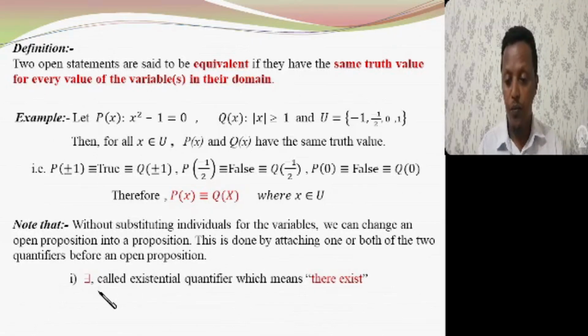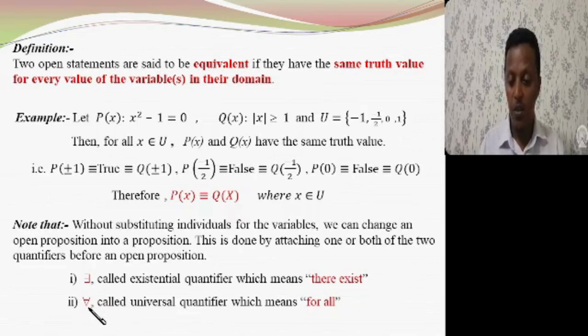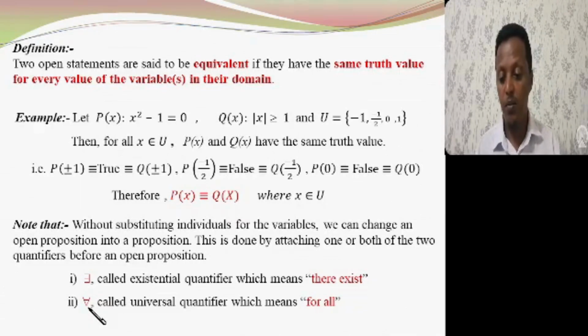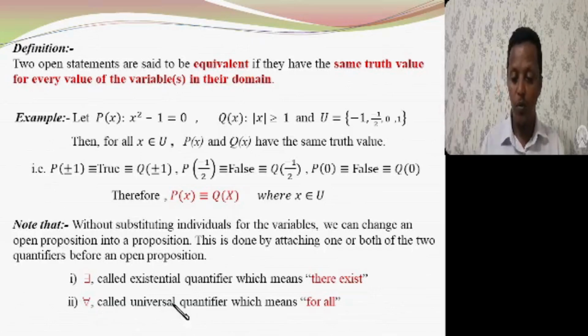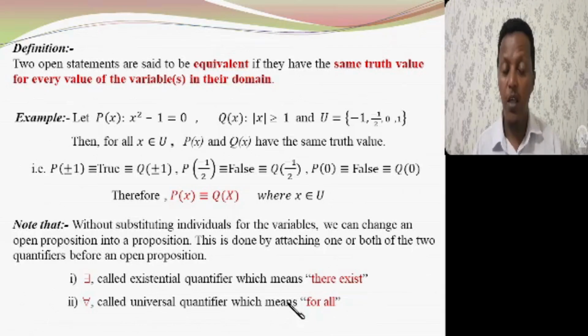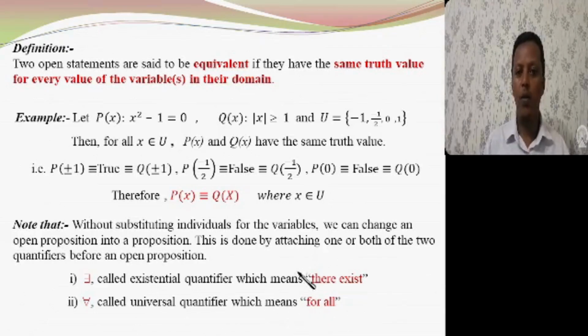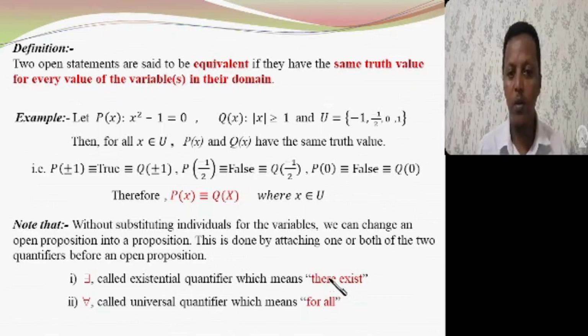So the two quantifiers are the existential quantifier, which is denoted by this. This is called the existential quantifier, which means there exists. The second, the inverted capital A, we call it the universal quantifier, and the meaning is for all. Now let us see the two quantifiers one by one.